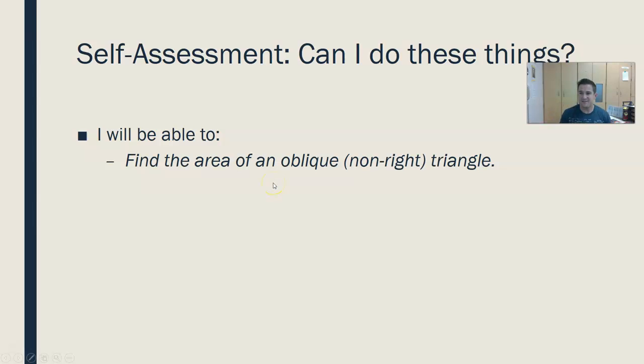So that's the end of this video. That's the end of this lesson. I hope that now you're able to find the area of oblique or non-right triangles. The reason that this is in the trigonometry section is because of the use of sine in the one formula, and because of the trigonometry associated with discovering Heron's formula.